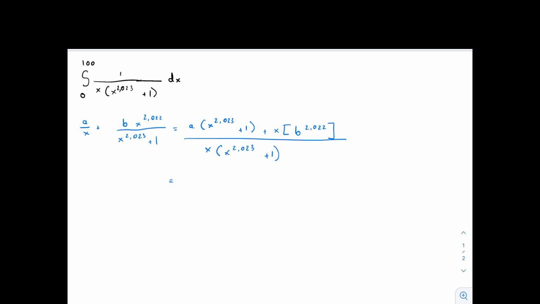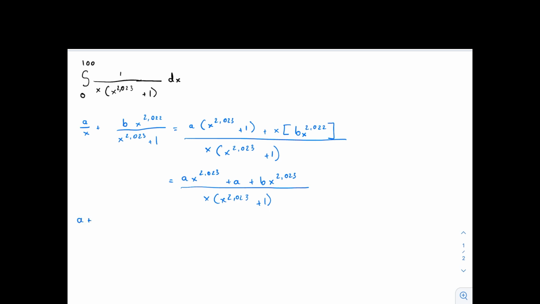Then from here, I'm going to expand the parentheses in the numerator and write it as a times x to the 2023 power plus a plus, oops, I forgot an x here, b times x to the 2023 power, over x times x to the 2023 plus 1. Then, by setting this new expression equal to the integrand, I get the following set of equations.